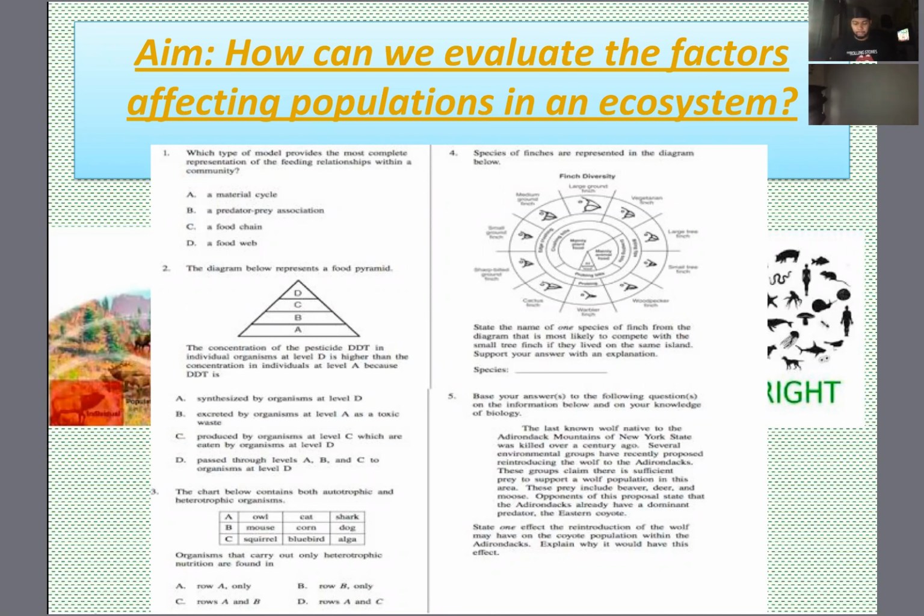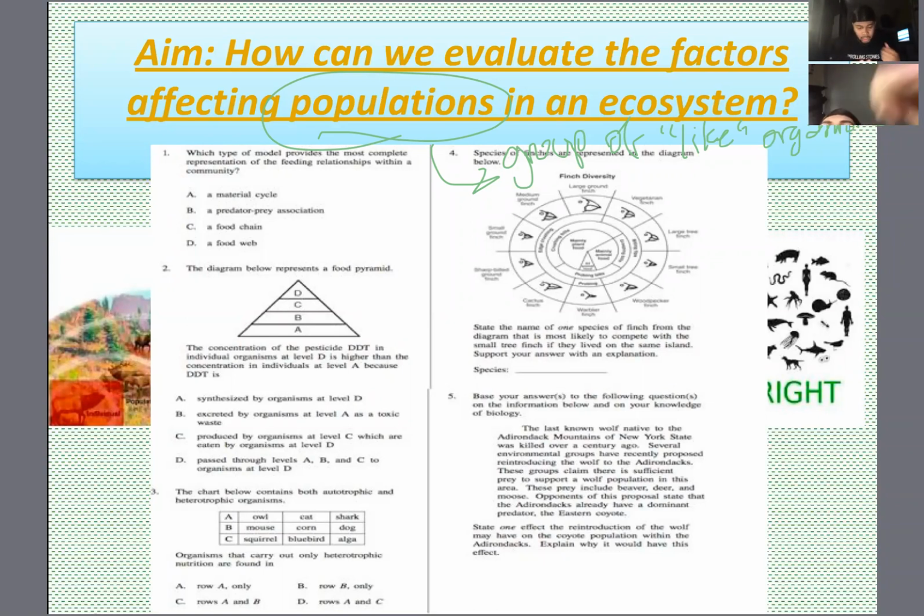Okay. So day 4, how can we evaluate the factors affecting populations in an ecosystem? Remember, a population is a group of organisms, and that means that they're all from the same species.